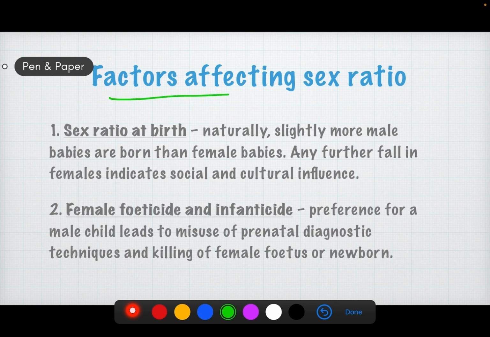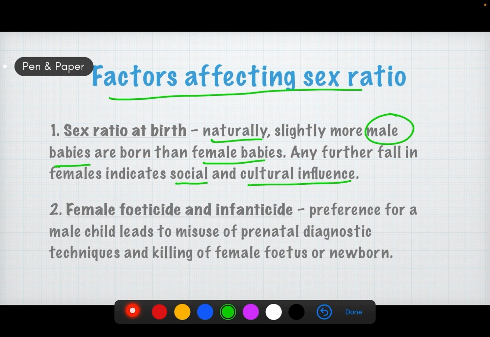Then factors affecting sex ratio. First, sex ratio at birth. Naturally, slightly more male babies are born than female babies. Any further fall in females indicates social and cultural influence. So at birth, male babies are born more than the female babies.